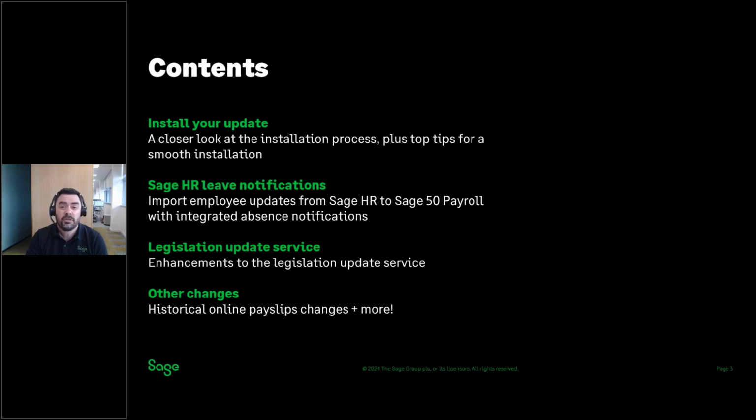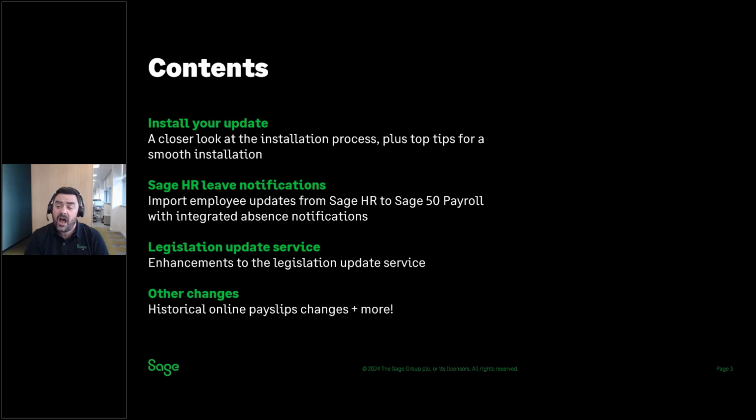We're then going to start to work through the new features and improvements in this latest version, starting with Sage HR leave notifications. This is a way that you'll be able to import employee updates from Sage HR into your payroll, now with integrated absence notifications. This will feed in information from leave policies that you've set up in HR if you're using the leave management module.